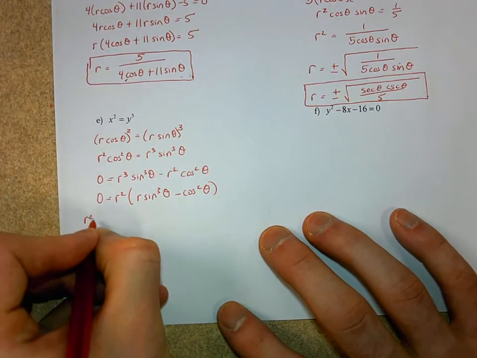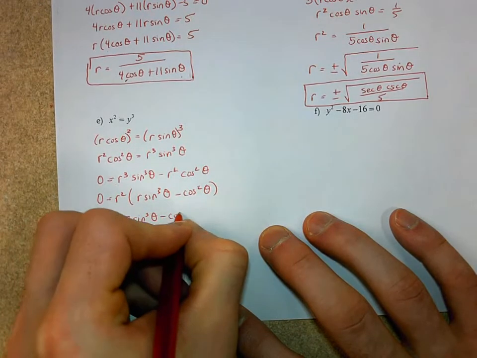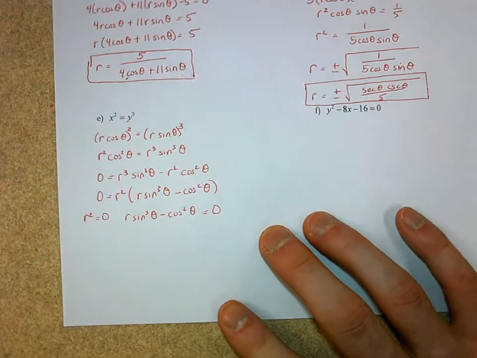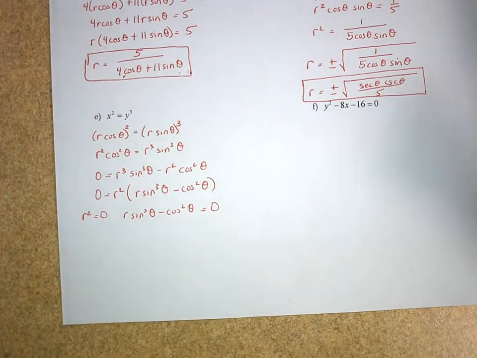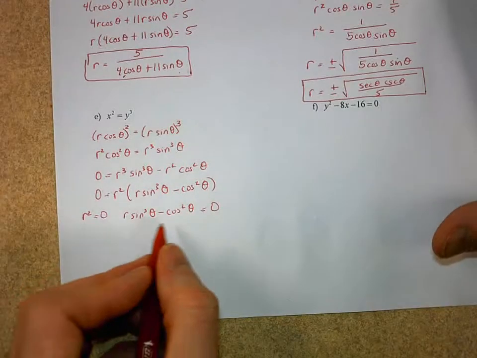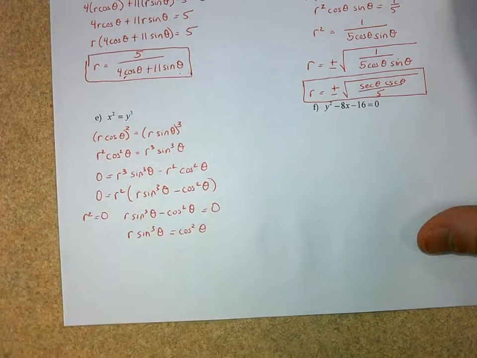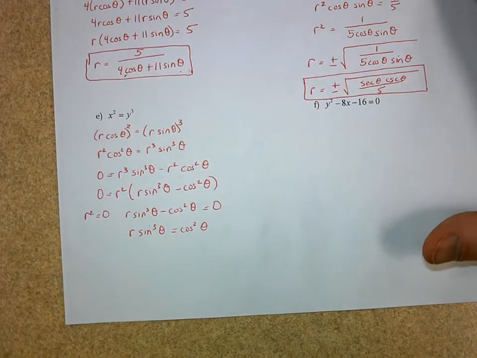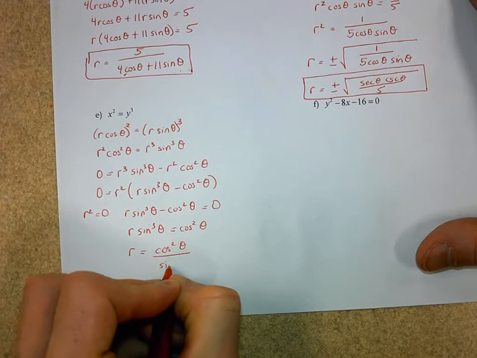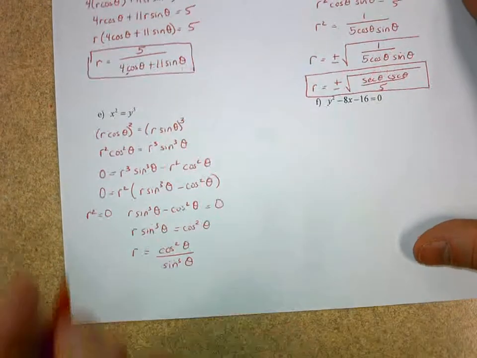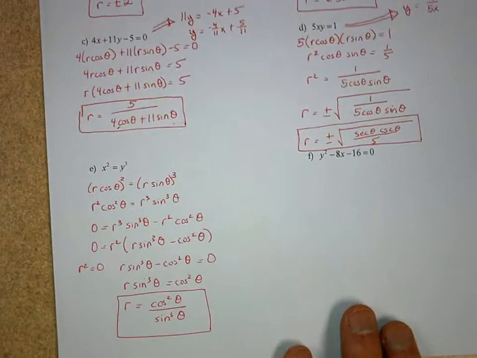We can then set up two equations. r squared is equal to 0, or r sine cubed of theta minus cosine squared of theta is equal to 0. r squared equal to 0 is part of our graph, just the point at the pole, so that doesn't help us at all. Over here, we've got r sine cubed equals cosine squared of theta, and then we'll divide both sides by sine cubed. So you get r is equal to cosine squared theta over sine cubed of theta.